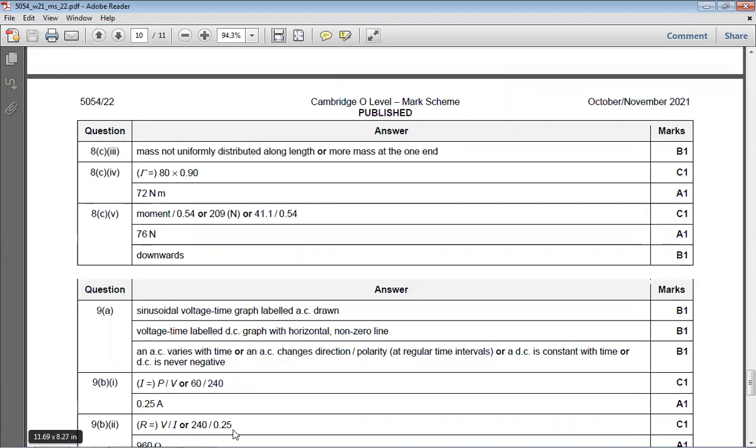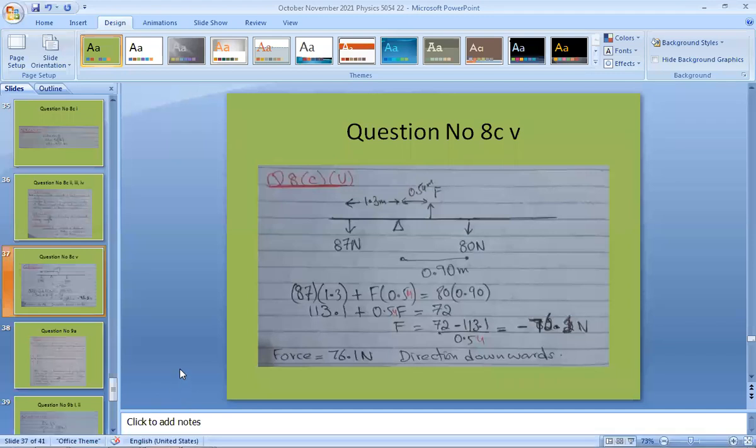76 Newton, and question number 8, C part, let me see. Okay, so our answers are right.